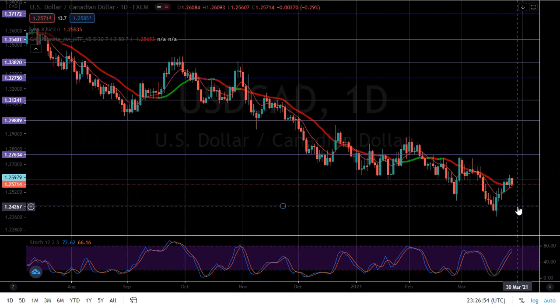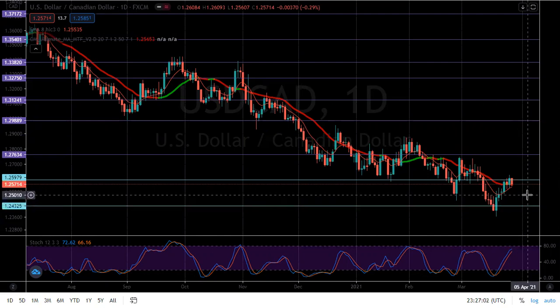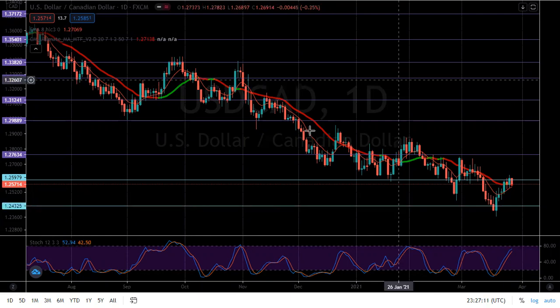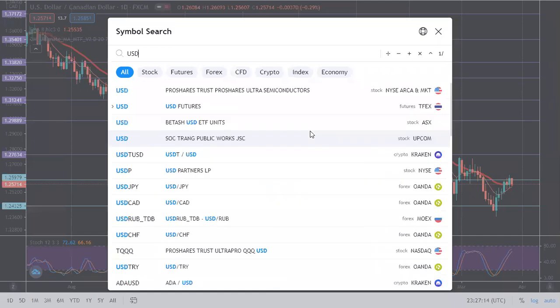It depends on the momentum we have in the market. Once we get to this point, I'll be expecting price to react around here, maybe to the upside, but I don't quite know yet. It depends on when price gets to this zone. The next I'll look at is the dollar yen pair.